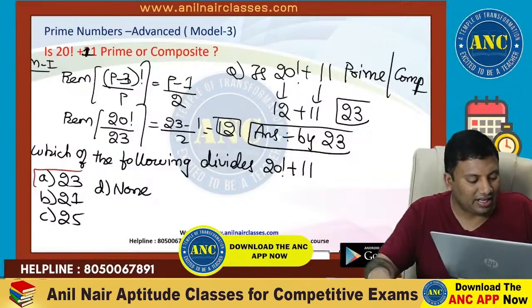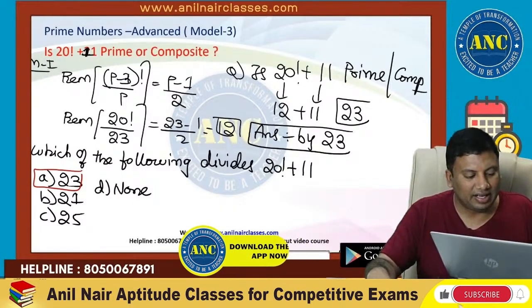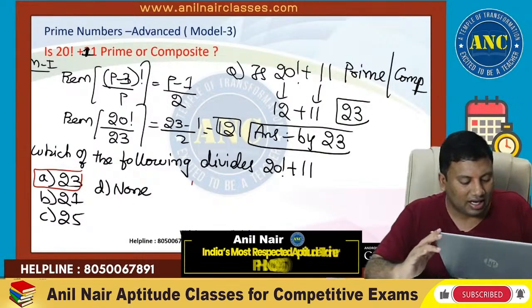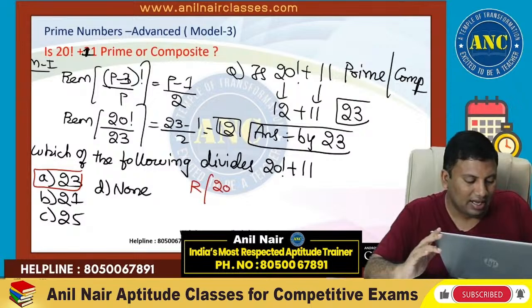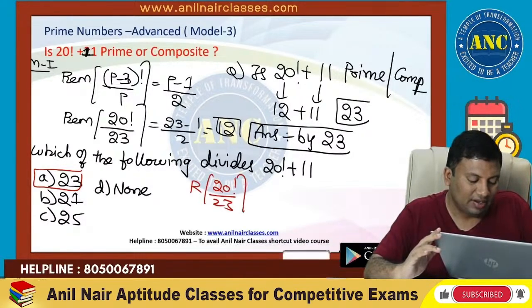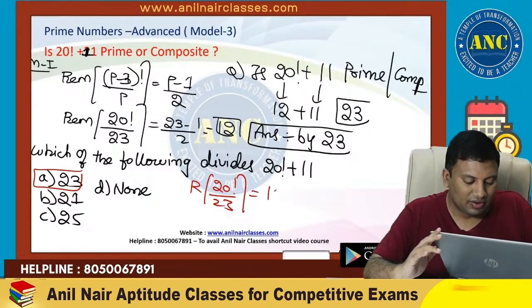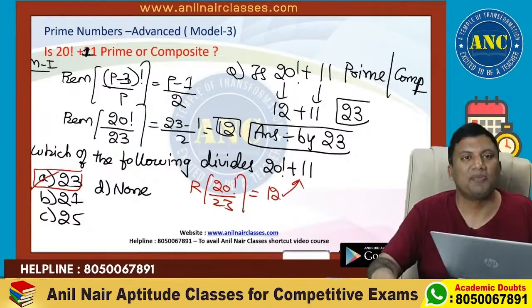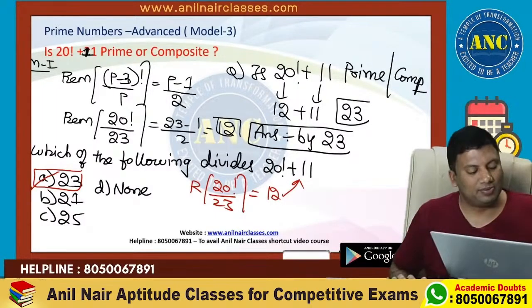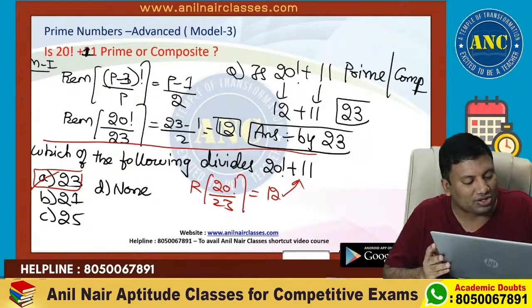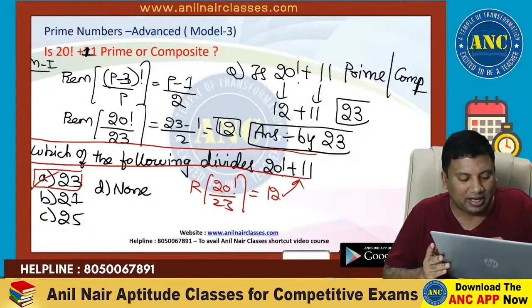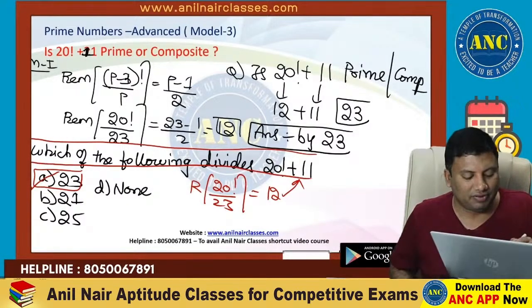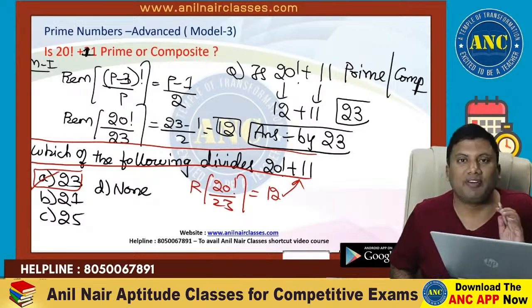Because if I take 23, what I will do? I will get 20 factorial divided by 23, which is 12. 12 plus 11 is 23. So, answer is 23. 23 is perfectly divisible. This is the best way of asking the question. Otherwise, the question will become a cakewalk for you, sir.